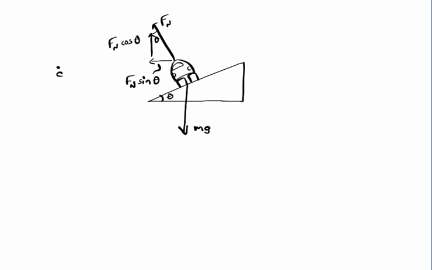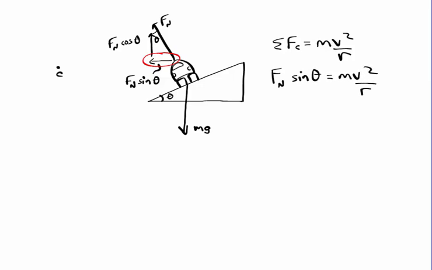Now, if we look, what is pointing towards the center of the circle? The answer is that guy right there. So that must be our centripetal force. And so I can write that the centripetal force, which is equal to mv squared over r, I'm going to write as Fn sine theta equals mv squared over r. And quite often in a problem like this, they're not going to tell you the normal force, and they're not going to give you the mass. And so it looks like we're done before we even started.